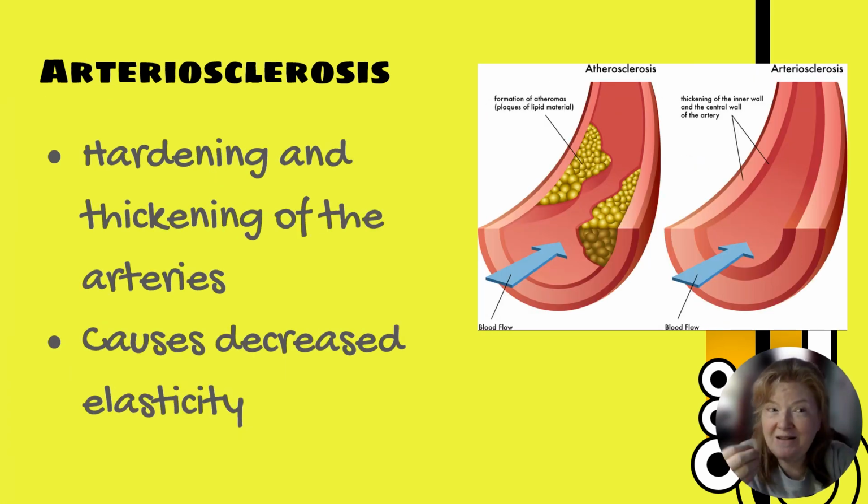Why? Because here's the other type, arteriosclerosis, and it has the beginning a little bit different, but this is the hardening or thickening of the arteries. So the arteries get less elastic, so they don't stretch as much. So this can lead to increased blood pressure as the heart has to pump harder to move the blood through.